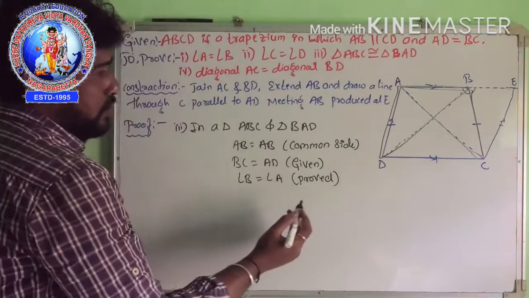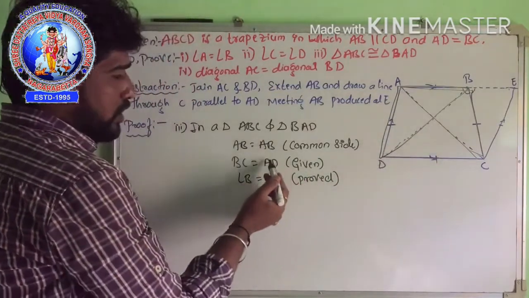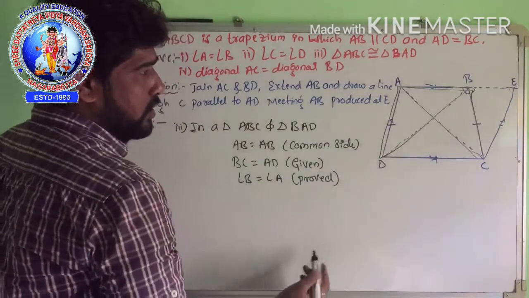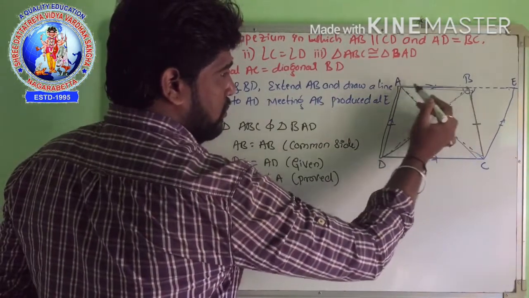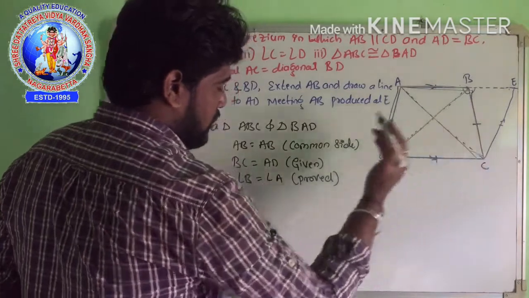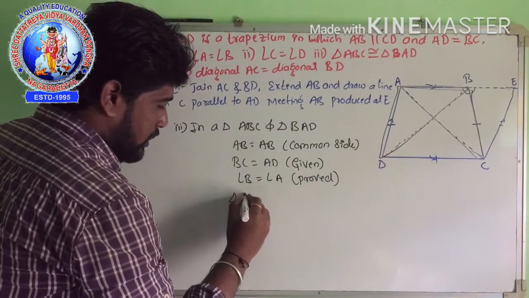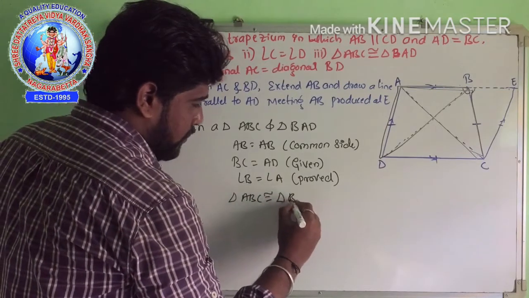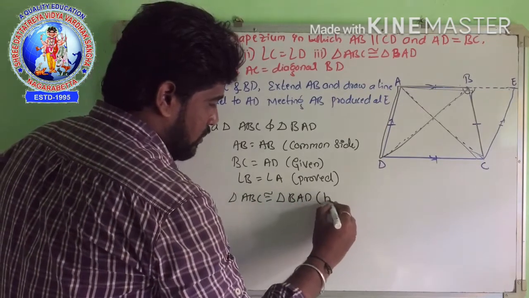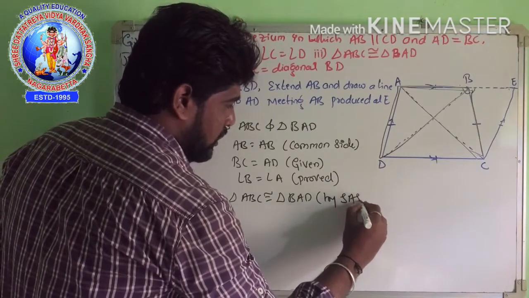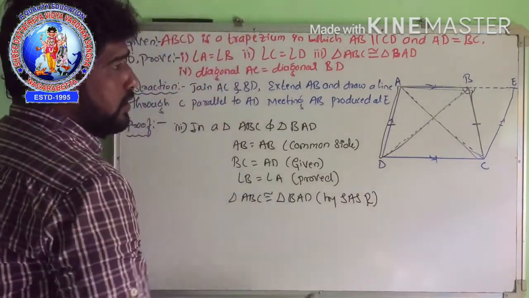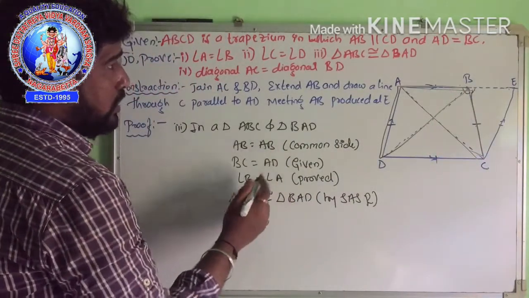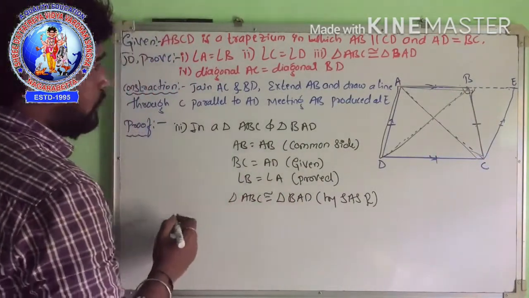So angle B is equal to angle A, proved. So in these two triangles, two corresponding sides and one angle are equal, means these two triangles are congruent to each other. See here, side, angle, side. So the triangle ABC is congruent to the triangle BAD by SAS rule, right? Side, angle, side. So these two triangles are congruent. So here proved the third one.